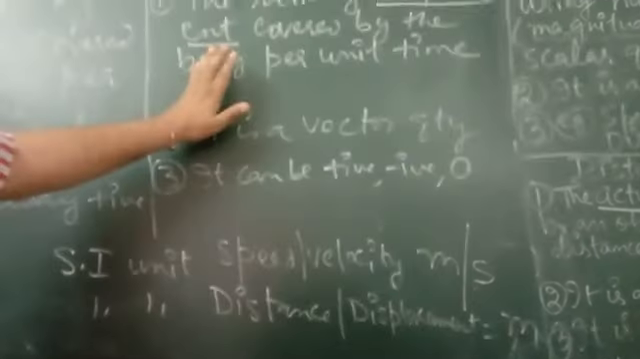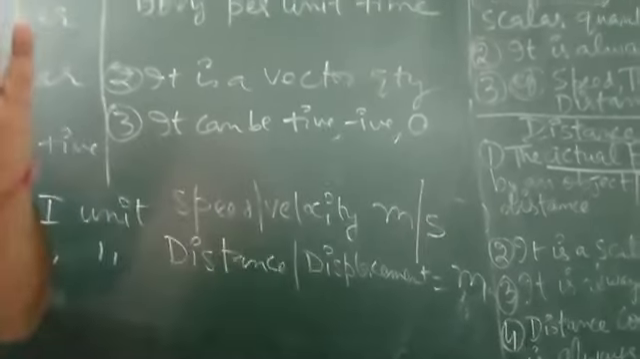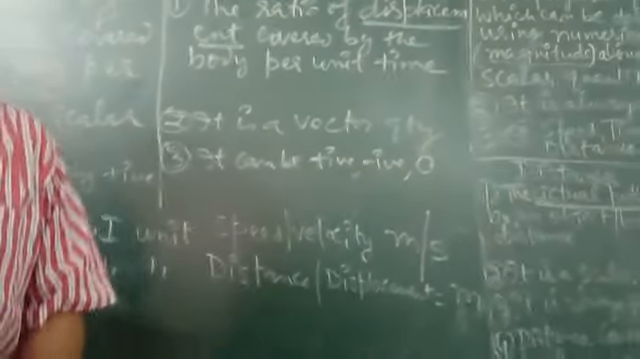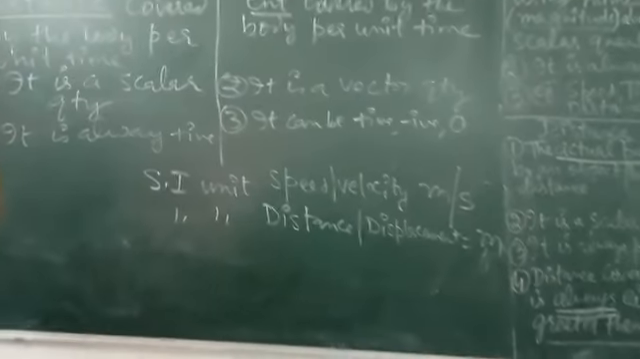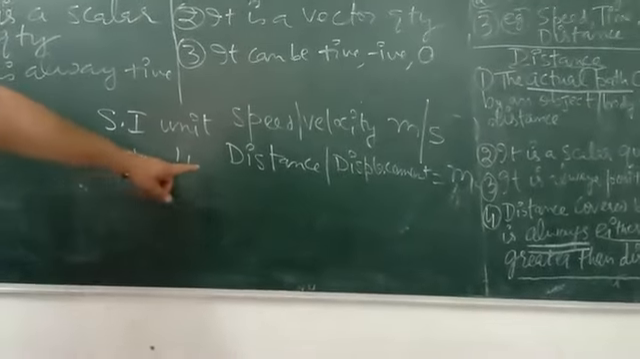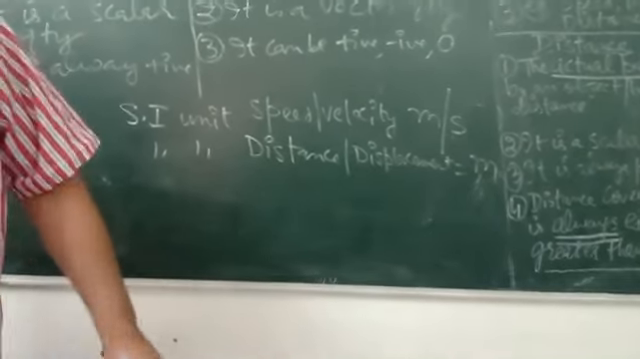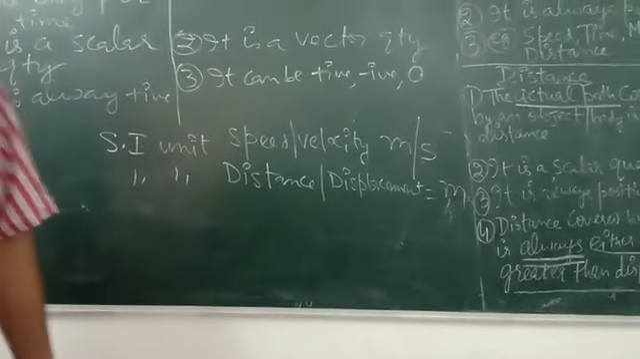So what is the similarity between speed and velocity? Both have the same SI unit. Okay? And what is the similarity between distance and displacement? They both have the same SI unit, which is meters.